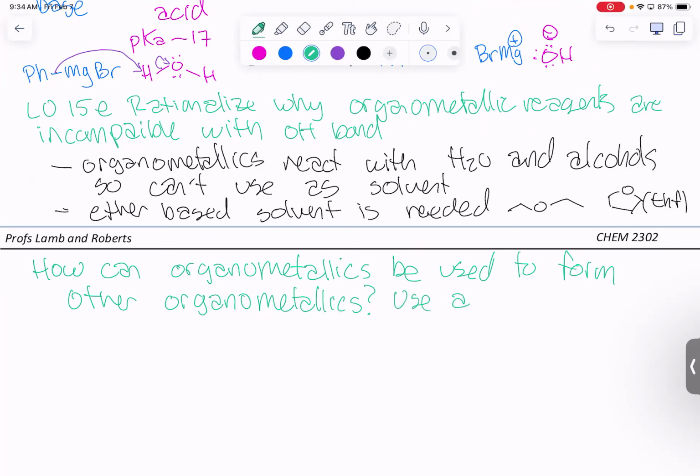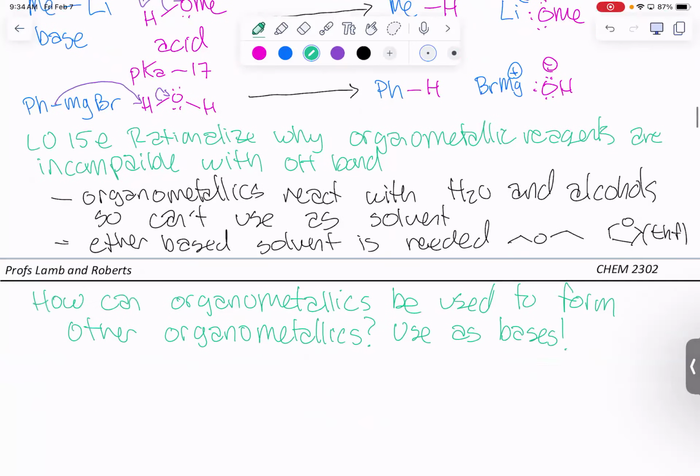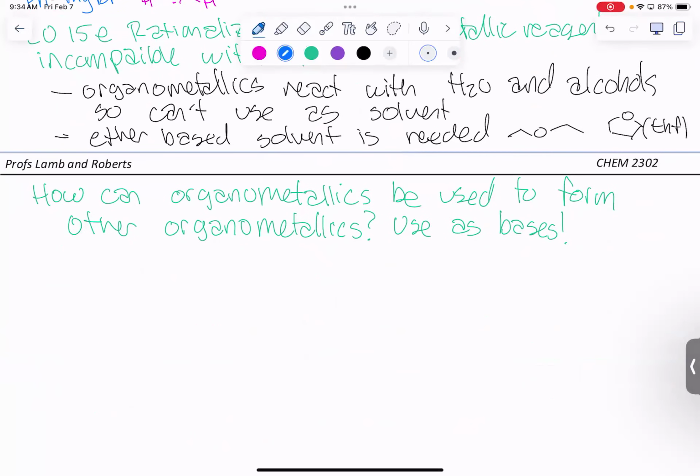So we use these as bases. At the end of the day, I don't think there are very many chemists that want to make lithium hydroxide or lithium methoxide. Instead, we want to use organometallics as bases so we can create a reagent that we might want to use. So how would this work? Well, we would take this Grignard reagent, or organomagnesium reagent, as our base, and then we would use it to deprotonate, for example, acetylide. We would use this hydrocarbon as an acid.